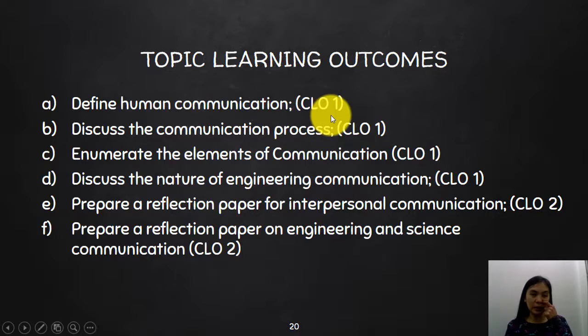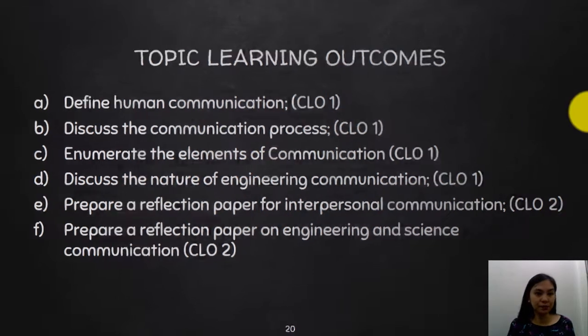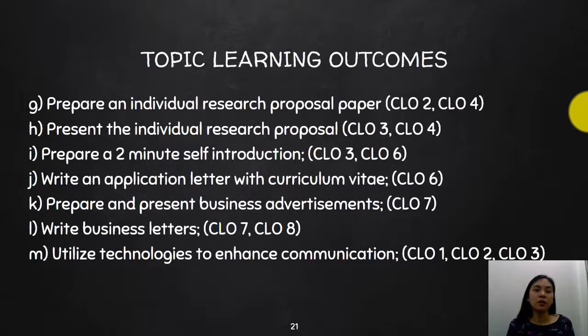So if you take a look here, for every topic learning outcome, a course learning outcome is achieved. So for topic learning outcomes A, B, C, and D, your CLO number 1 is achieved. And for topic learning outcomes E and F, your CLO number 2 is achieved. So these are the topic learning outcomes that you should achieve after midterms.